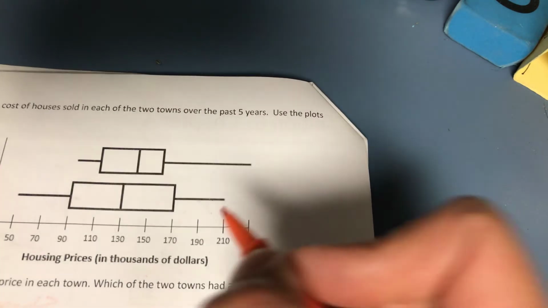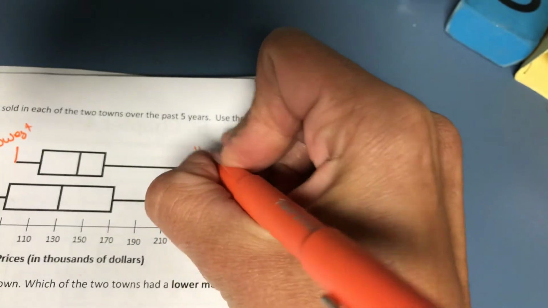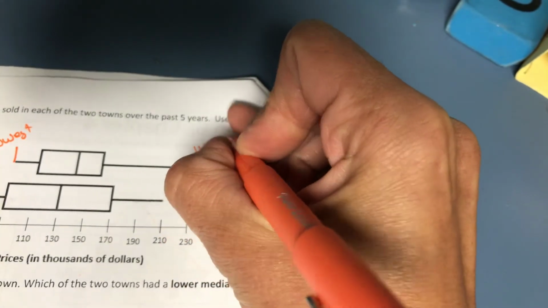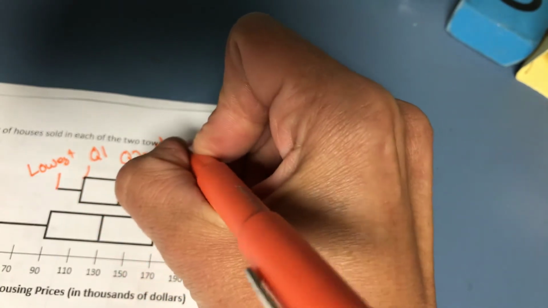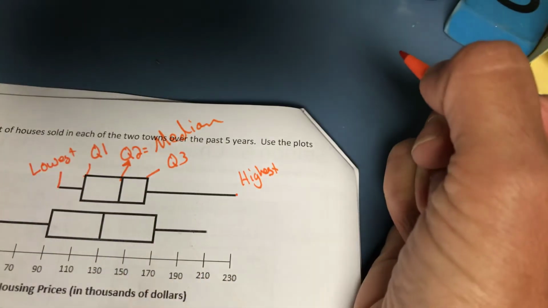So just a reminder of how a box and whisker plot goes. This is your lowest data point. This is your highest data point. And then you have your 3 quartiles. This is quartile 1. This is quartile 3, and the middle is quartile 2, also known as the median.